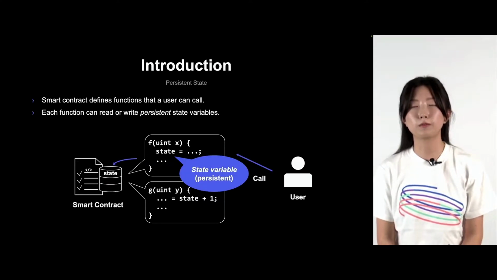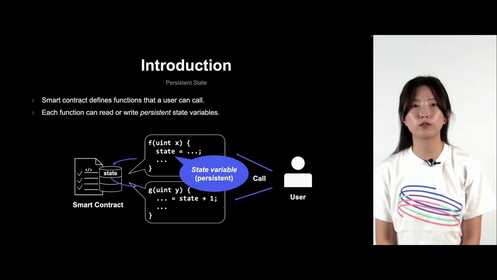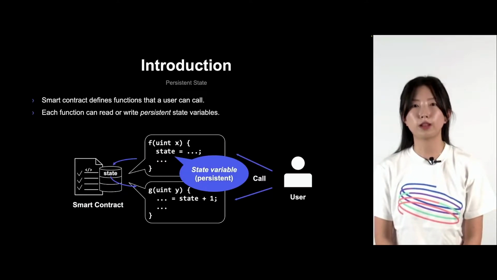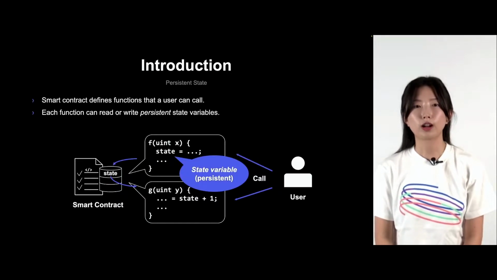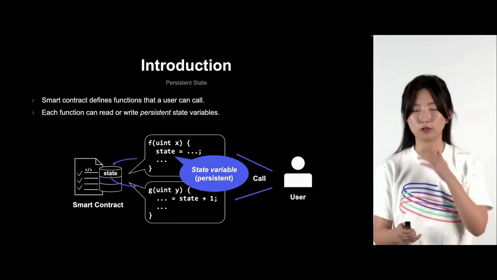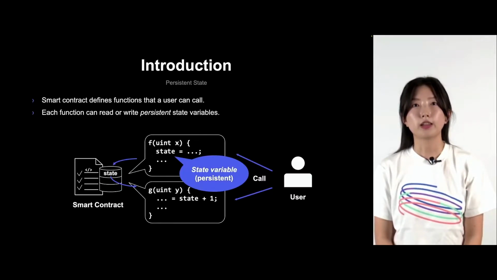So if we call the f function, it will update the variable. And after we call the g function, we will use the updated variable value, and this value is effectively used in storing the data of the smart contract. For instance, if there is a smart contract that operates a bank, the balance of the customers will be stored in the variable of the contract, and the contract functions will be called by the customers to withdraw or deposit money.